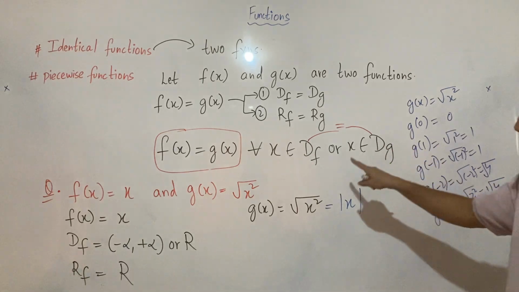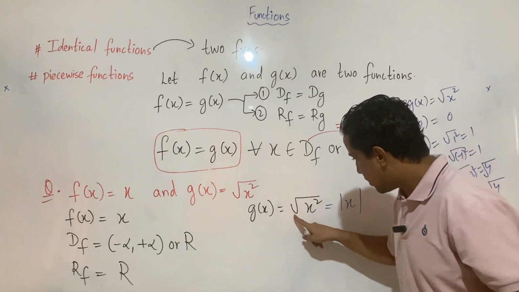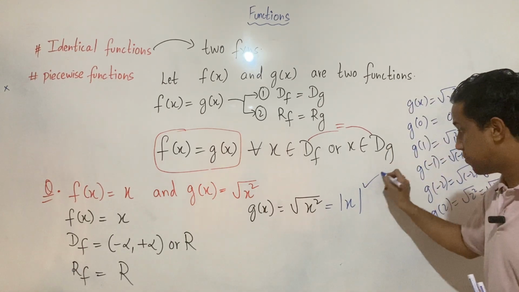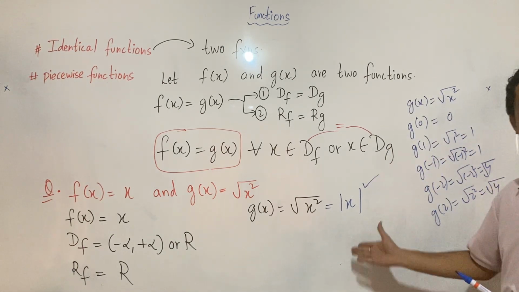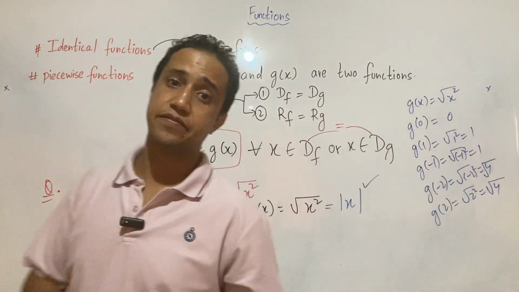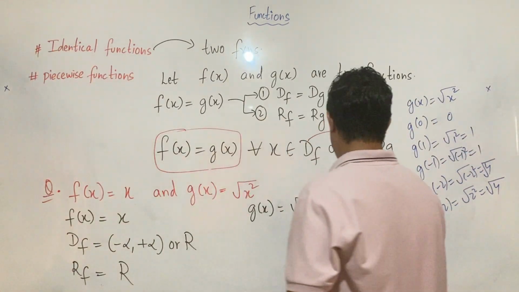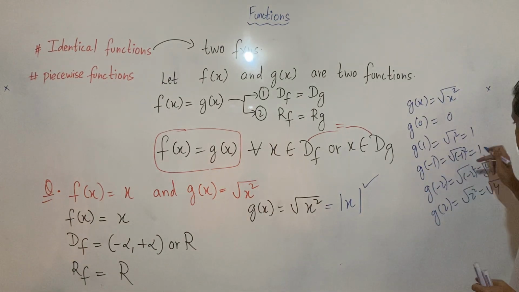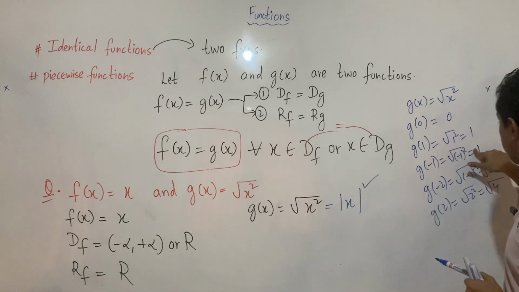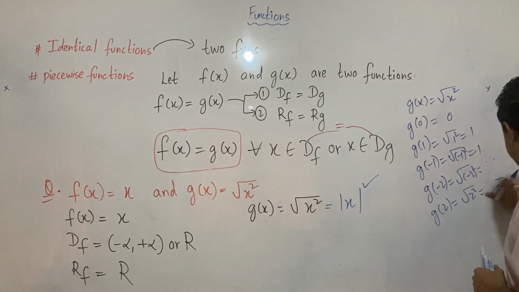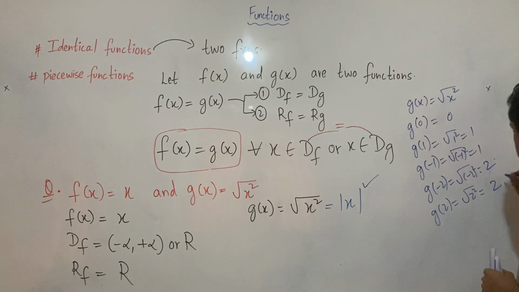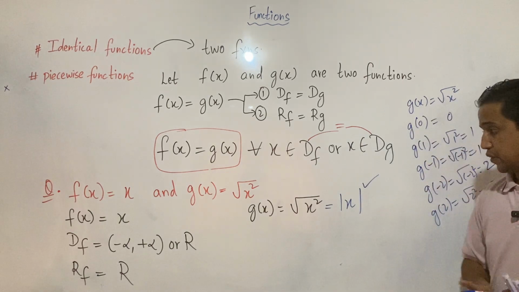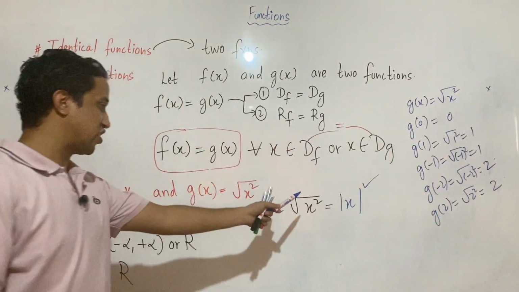So here, under root of x square is going to be your mod x, because your value is going to be positive. So it's not going to be x. If it had to be x, then here it should be minus 1, but here it is plus 1. Here it is 2. So how are these values coming? Because this is mod x. So your g(x) is going to be mod x.